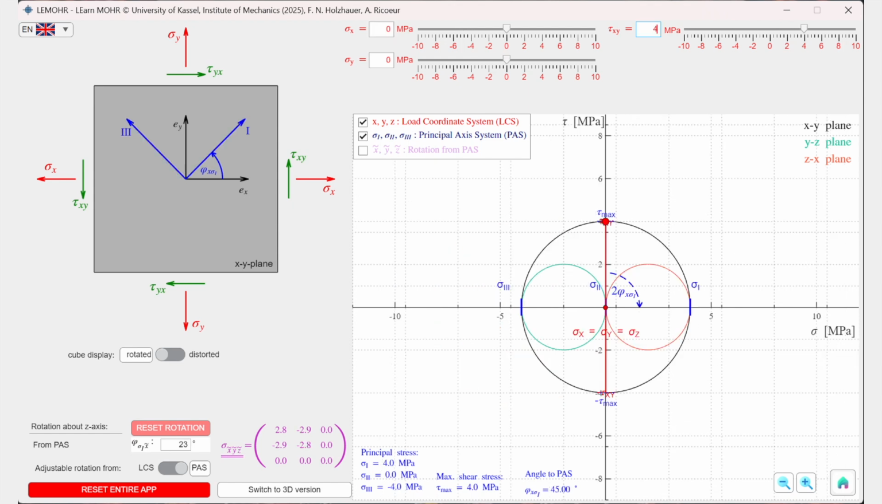A special case occurs when only the shear stress tau xy is prescribed. In this case, the Mohr circle of the xy plane has its center at the origin, and the Mohr circles of the other principal planes result from appropriately connecting the principal stresses. Since this stress state is rotated by 90 degrees from the principal axis system on the Mohr circle, it follows that the maximum shear stress in the infinitesimal cube occurs at an orientation of 45 degrees relative to the principal axis system, or equivalently, that the principal axis system is rotated by 45 degrees relative to the load coordinate system.